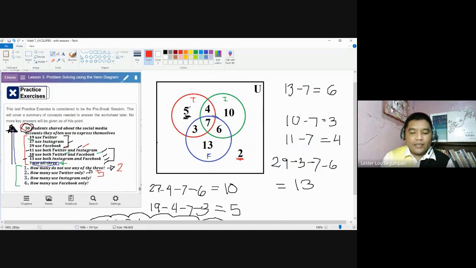These are the number of students who use Twitter only. They do not touch the Instagram circular figure nor the Facebook circular figure. As for number 3, how many use Instagram only? Again, Instagram only. This region here, just outside the intersections. So your answer here is 10. How many use Facebook only? Again, the region where it doesn't meet the intersections. So the answer here is 13.